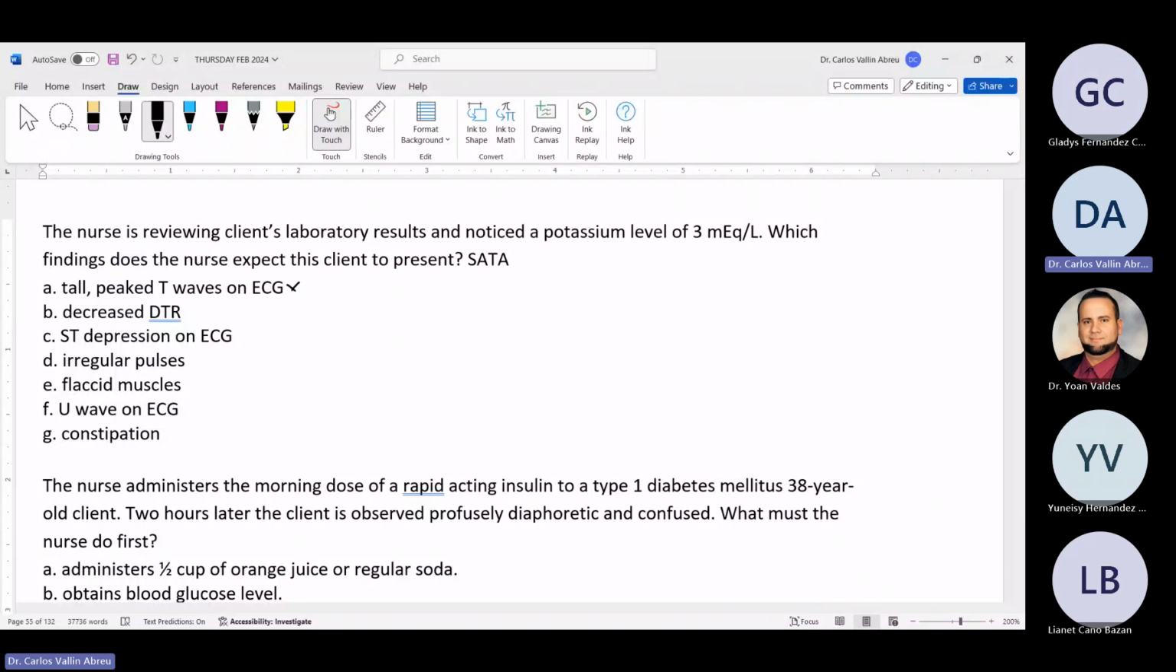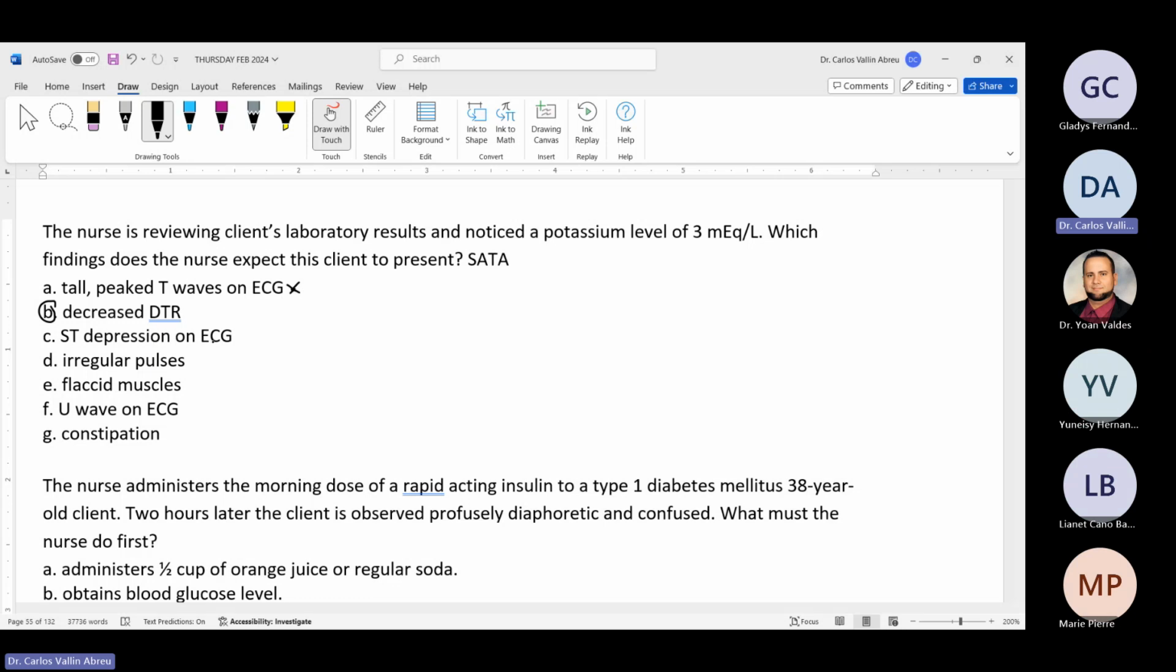Decreased deep tendon reflexes. In real English, you don't have those acronyms or abbreviations without being explained previously. So you have deep tendon reflex, parenthesis, DTR. Yes, hypokalemia produces muscle weakness and decreased deep tendon reflexes. It's important that it has muscular repercussions, and it is mainly muscle weakness and decreased deep tendon reflexes.